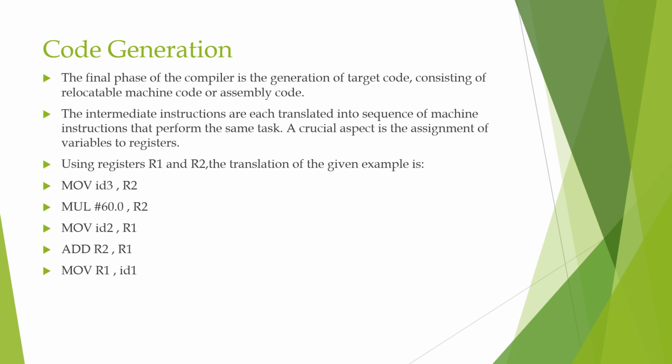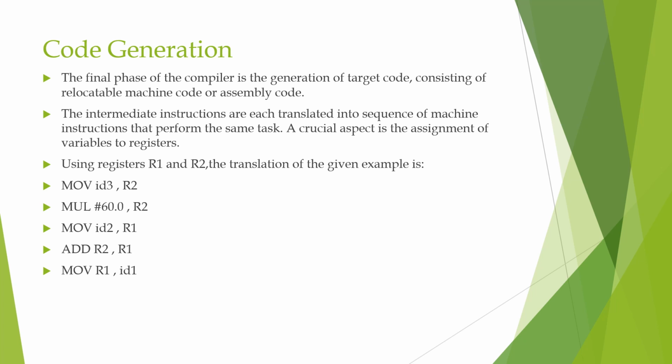Then comes the statement. You remember the statement, position is equal to initial plus rate star 60. That statement is finally converted into the generation of the target code consisting of machine code or assembly code. So this is called the assembly code. So move id2 to register 1. Then we are adding the R2 output with the R1 output. Then we are moving whatever output is present in R1 to id1, because position is equal to.